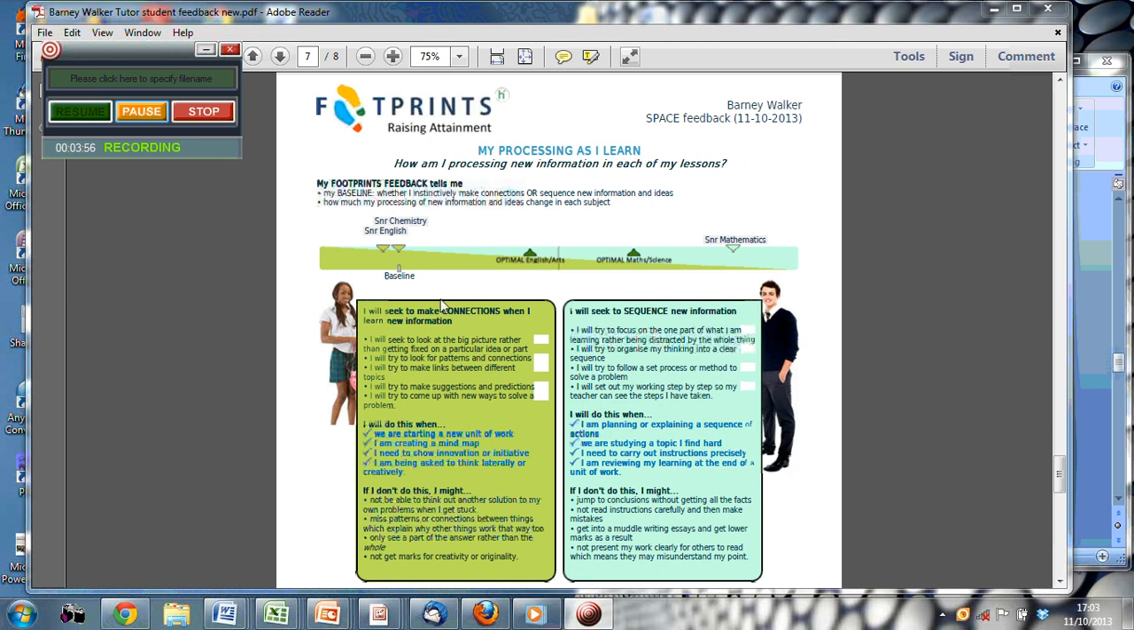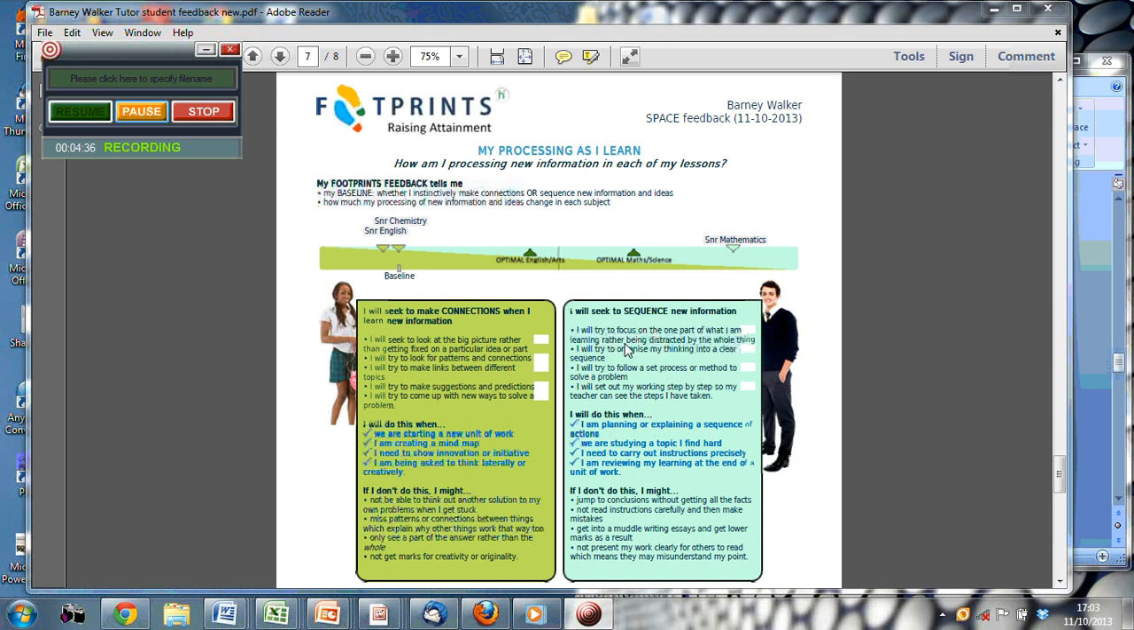This will no doubt give Barney the ability to be quite intuitive, to make connections between things. It may be something of a skill that he has, but the need for Barney is that he needs to pull that score closer to the optimals up here, both in English and chemistry. So Barney is going to have to work on sequencing information. So we go to our lad here who is good at sequencing, and Barney's going to need to commit to some of these strategies and behaviours if he's going to improve and pull this score towards the optimal.